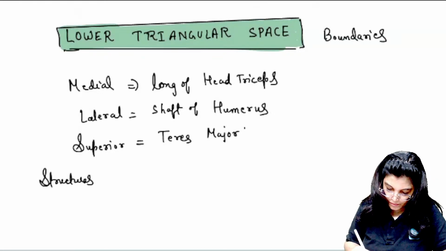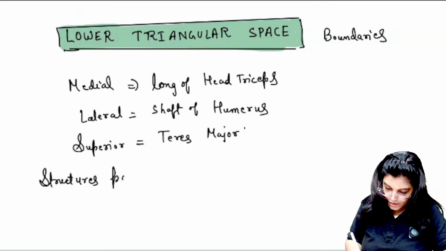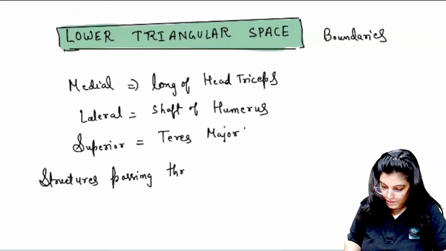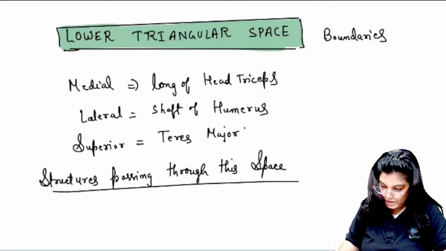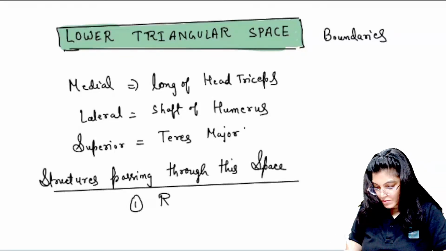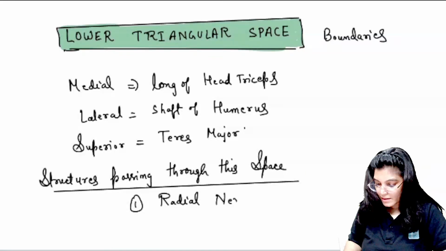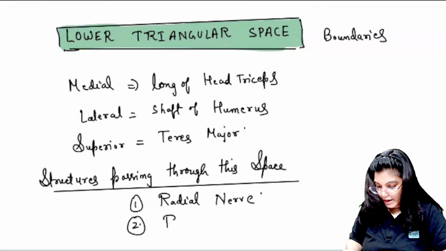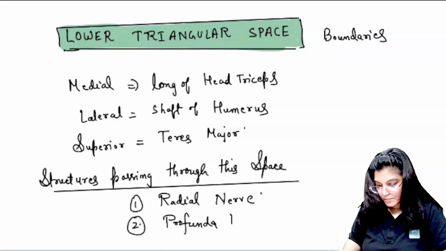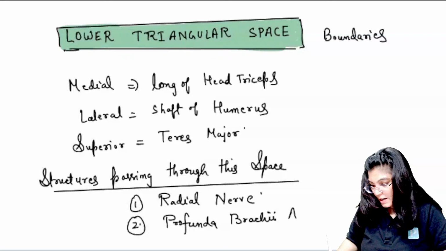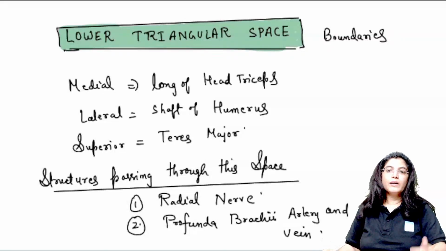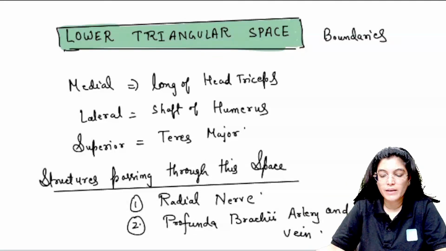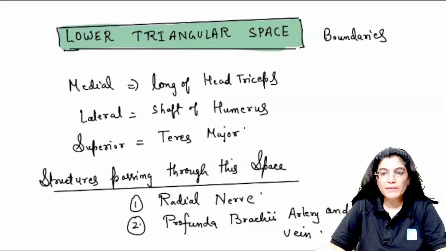Structures passing through this space. We have two structures passing through the space. One is the radial nerve and the other is the profunda brachii artery and vein. Got it? Profunda brachii artery and vein. So we have done with this.